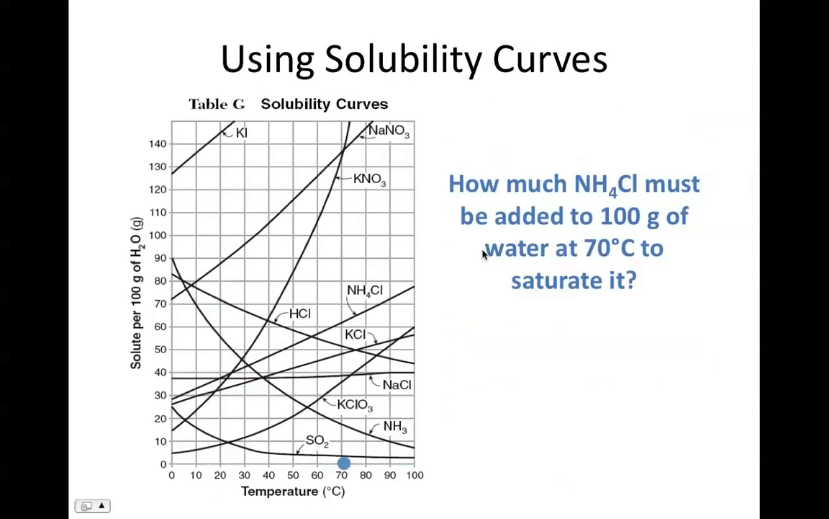Now this question is basically doing the opposite. It says how much ammonium chloride must be added to 100 grams of water at 70 degrees Celsius to saturate it. So I'm going to start at 70 degrees Celsius. I'm going to go up to the line for ammonium chloride. That's the point of saturation. And then I'm going to be going over and finding that it's about 62 grams of ammonium chloride that would have to be added.